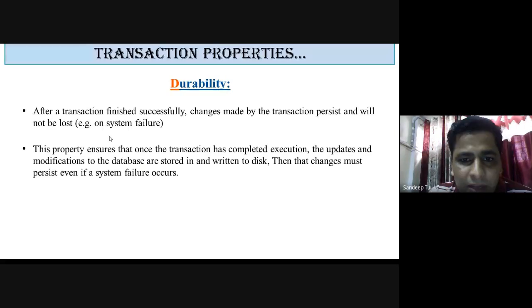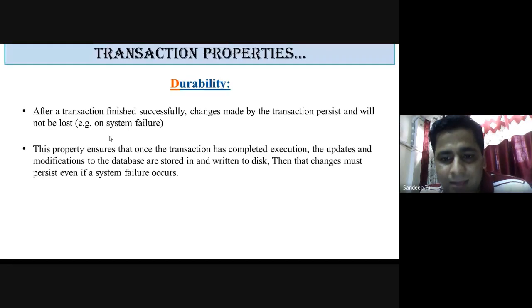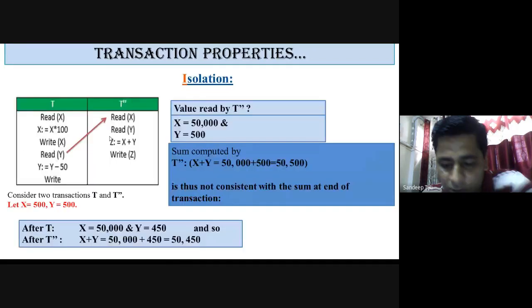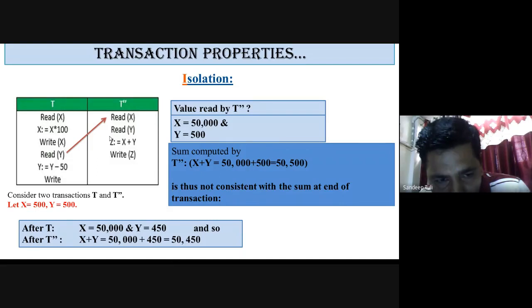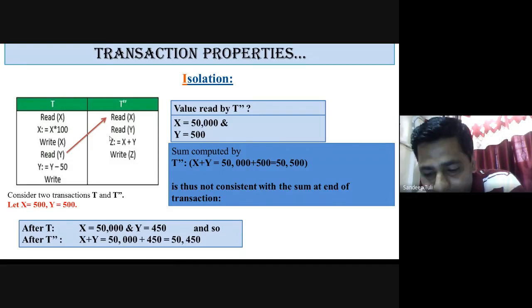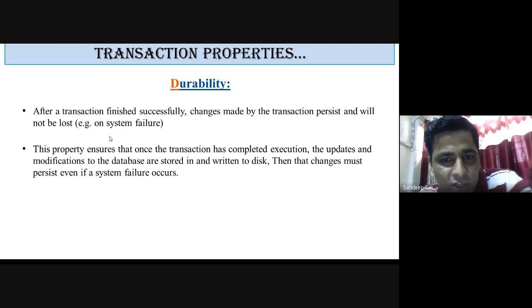Durability means once the transaction finishes successfully, all the changes made by the different statements of the transaction must persist even if the system fails. Suppose both transactions T and T dash have been successfully completed, so the value of X plus Y will be 50,450 rupees. Once the commit statement has occurred, durability says that it should not be changed even if the system fails.